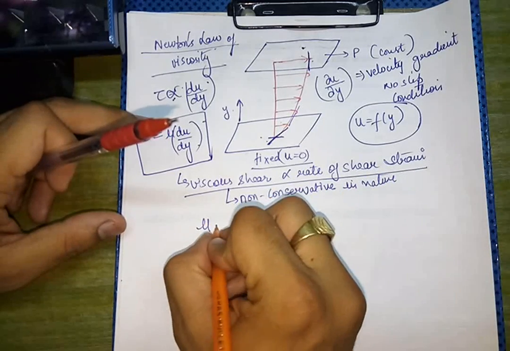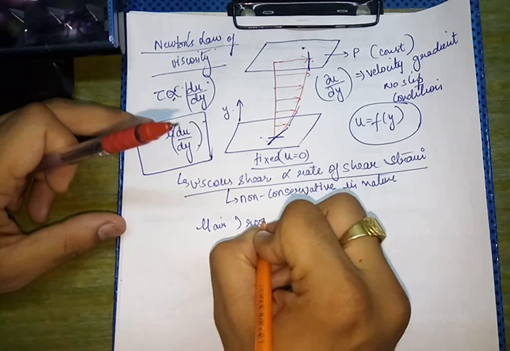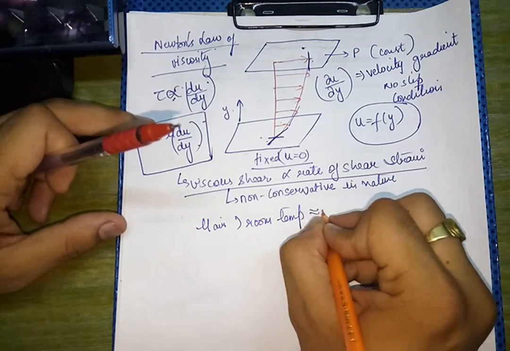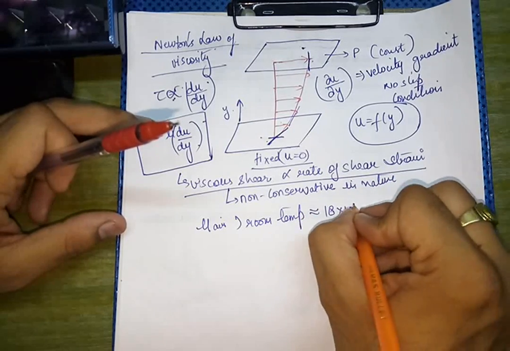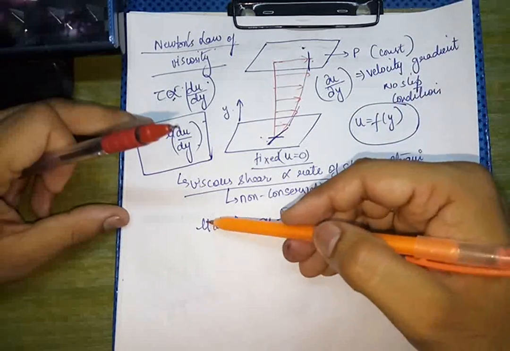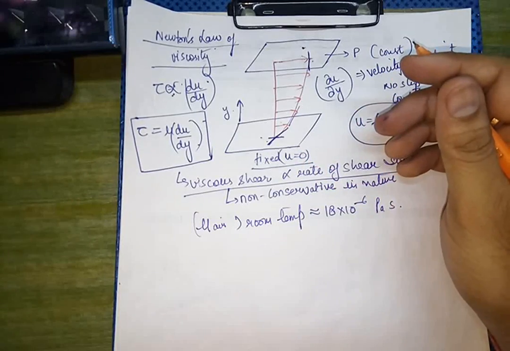And we see that mu of the air, this data is generally given at room temperature. At room temperature, it is nearly about 18 into 10 to the power minus 6 Pascal second. The viscosity of air at room temperature is about 18 into 10 to the power minus 6 Pascal second.